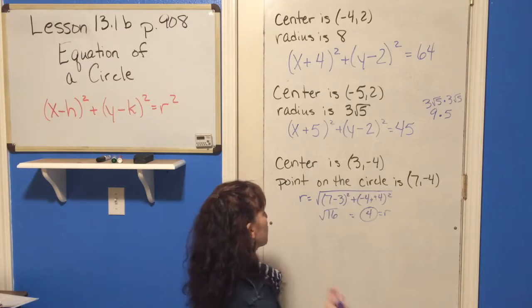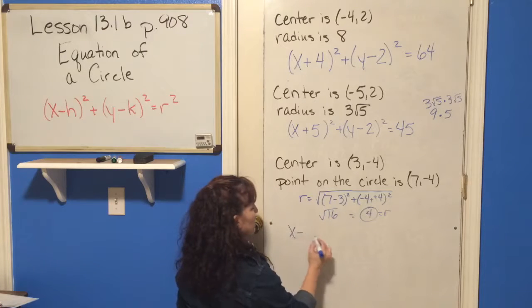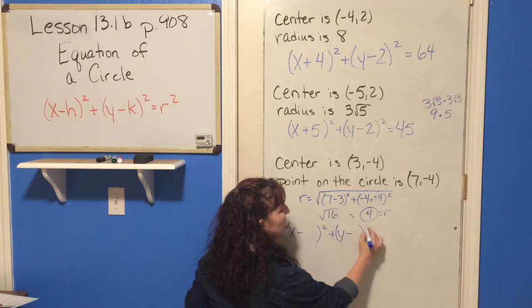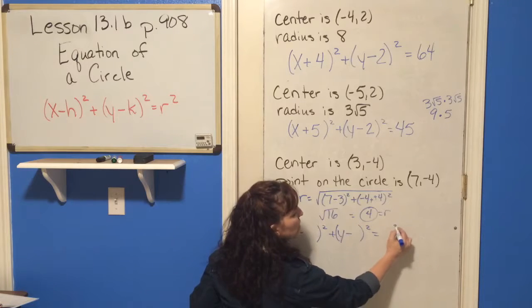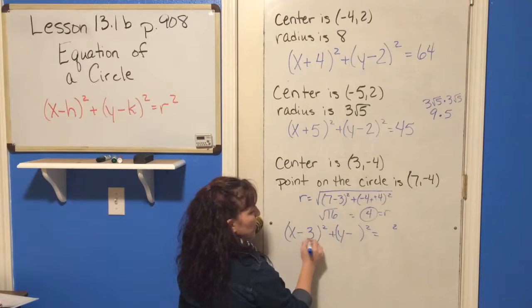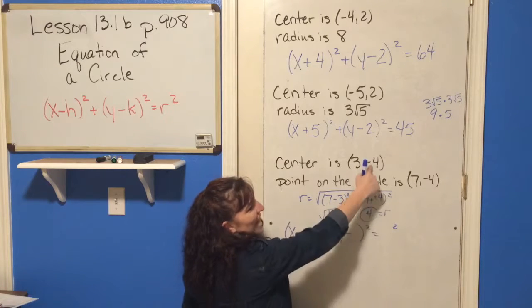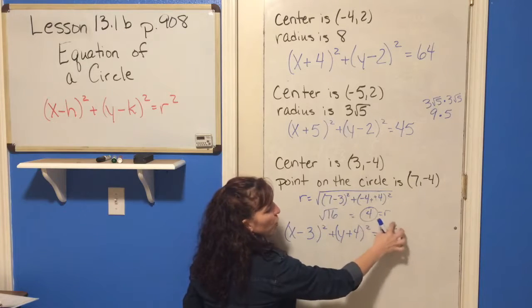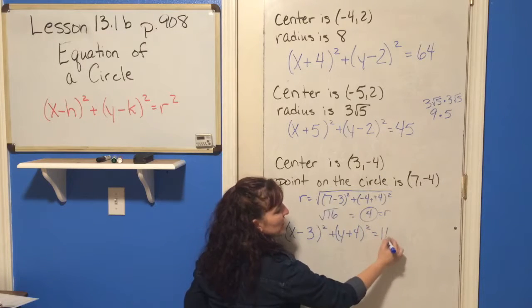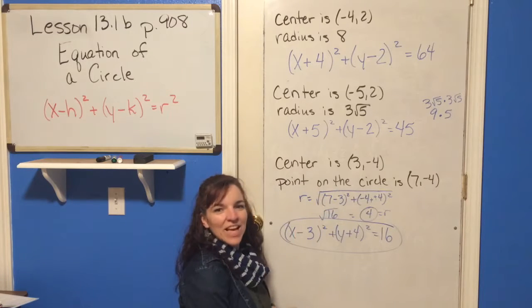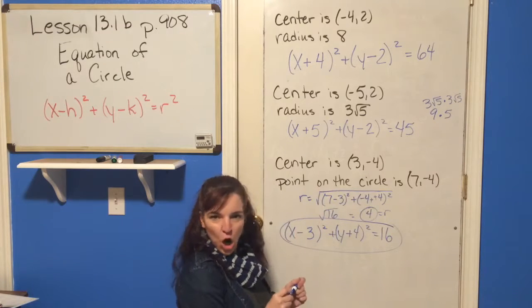So now, just put everything in. (x − h)² + (y − k)² = r². So (x − 3)² + (y − (−4))², so plus 4, equals 4 squared. 4 times 4 is 16. There's your final answer. Quickest lesson ever.